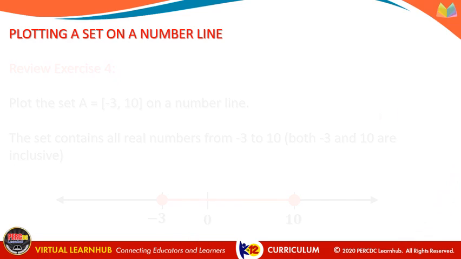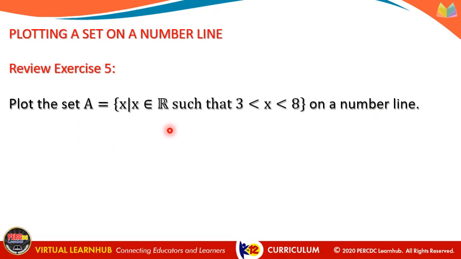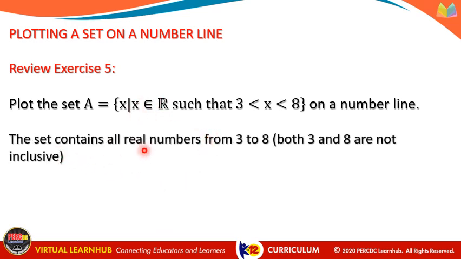Okay, sige. So, let's have another exercise. Plot the set on a number line. So, our set A contains x such that x is greater than 3 and is less than 8. Okay, so hanapin daw natin yung number line equivalent nito. So, x is a real number such that x is less than 8 but is greater than 3. So, the set contains all real numbers from +3 to +8.